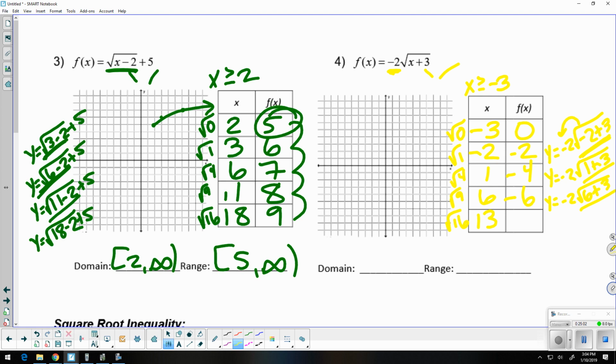3 times -2 is, what do you know, -6. Okay, and then plug in the last one, probably -8. Just to make sure my math is correct, this would be 16. Square root of 16 is 4. 4 times -2 is -8. Okay, so graphing this one, we got 1, 2, here's -3, 0. -2, -2. 1, -4.